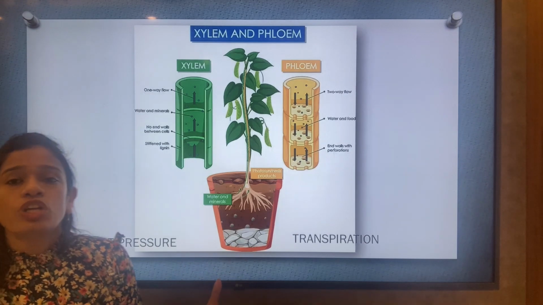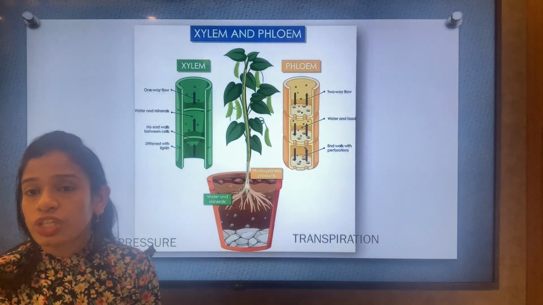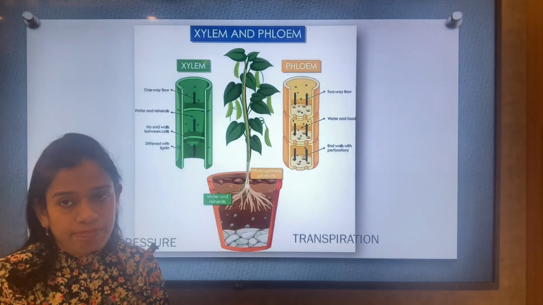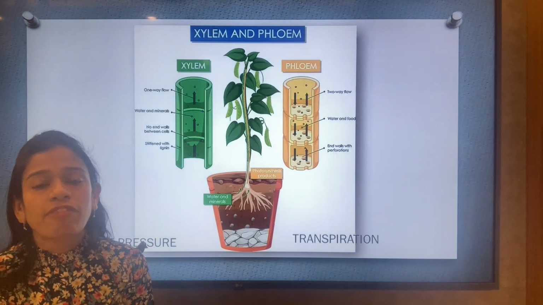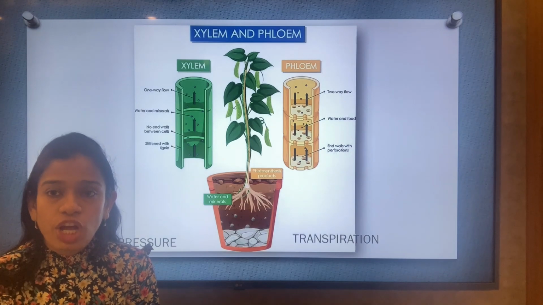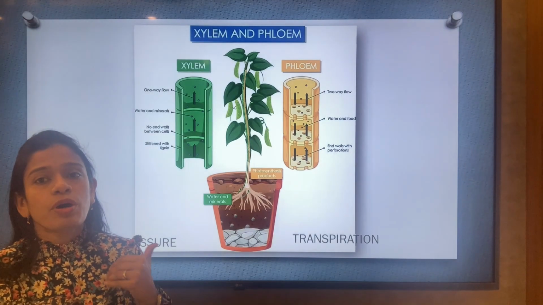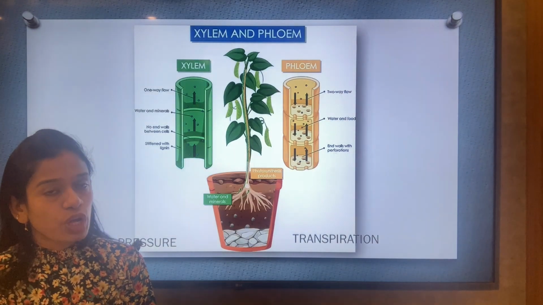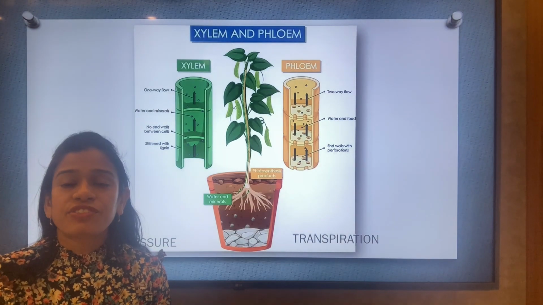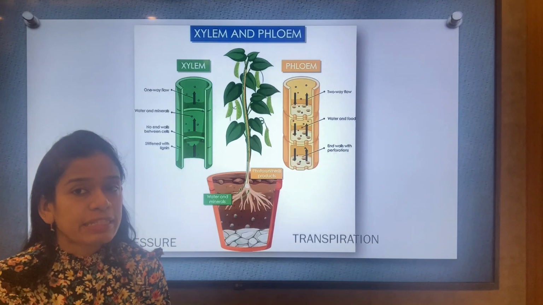Next, we move on to the process of transportation that happens in plants. I told you that even plants have capillary-type things to carry the minerals, the water, and also the prepared food. Next, it is the transportation that happens in the plants.